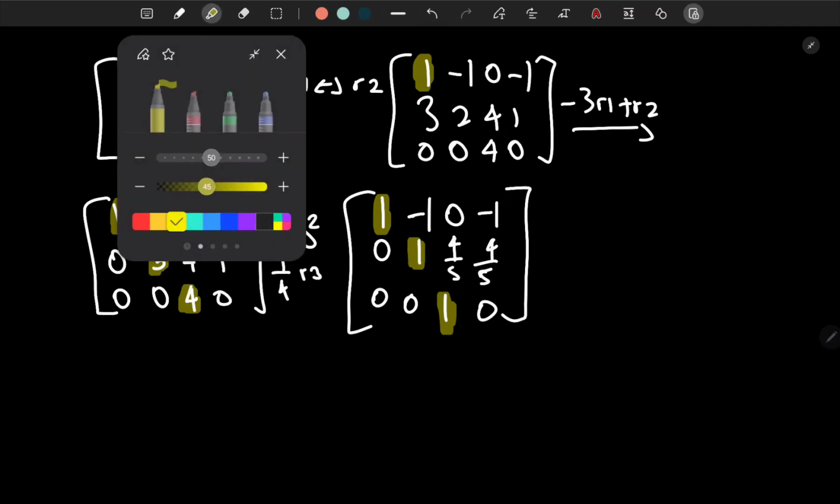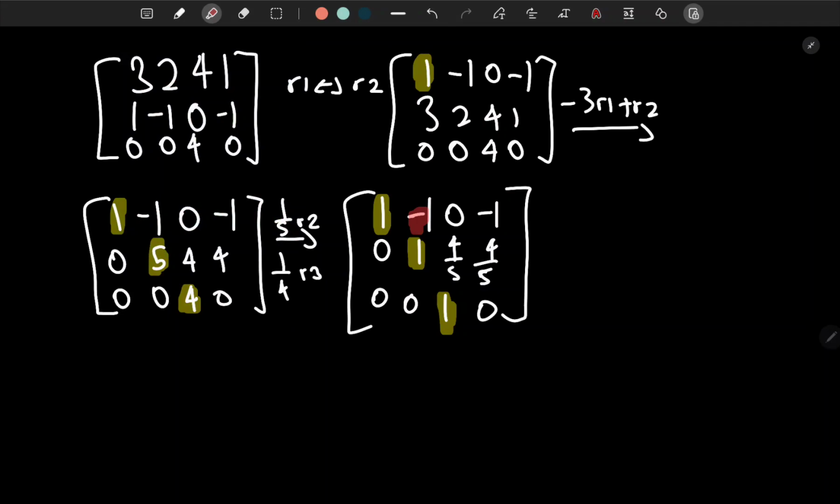We need to get rid of the digits above this pivot, which is minus 1, and this pivot, which is 4 over 5, right? Since the rule says in RREF that you cannot have any digits below the pivots or above them. In REF, you cannot have anything below it, but you can have anything above it. So this is an REF right now.